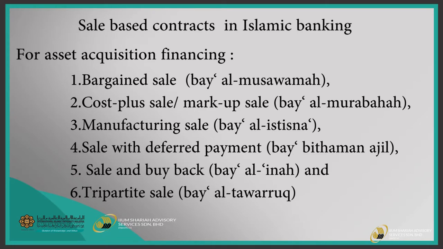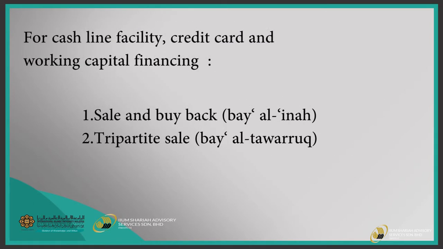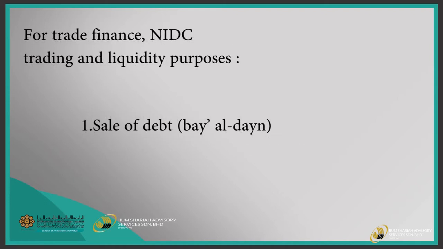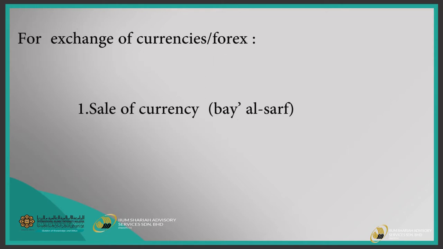Most of these sale-based contracts are used in Islamic banking. For asset acquisition financing, bargain sales, bai'ul musawamah, cost plus sale or markup sale, bai'ul murabahah, manufacturing sale, bai'ul istisna', sale with deferred payment, bai' bithaman ajil, sale and buyback, bai'ul ainah, and tripartite sale, bai'ul tawarruk are used. For cash line facilities, credit card and working capital financing, sale and buybacks, bai'ul ainah, and tripartite sales are used. For trade finance, NIDC trading and liquidity purposes, sale of debt, bai'ul dain is used. And for exchange of currency or forex, sale of currency, bai'ul sorof is used.